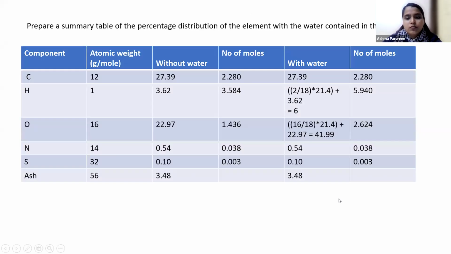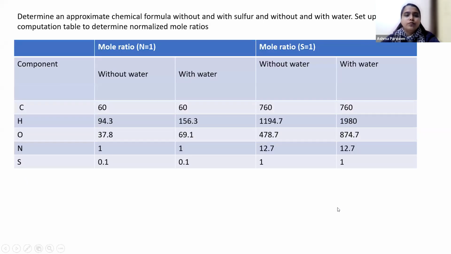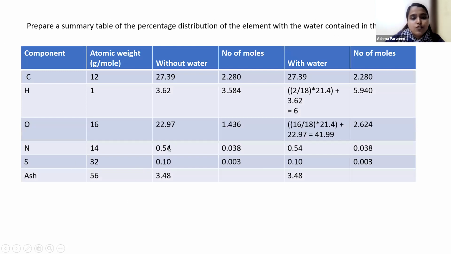Now the next part is we have to find the formula. We have to find out the formula without and with sulfur. Like, we do not have to consider the sulfur in the MSW, and second we have to consider the sulfur, and for the third formula we do not need to consider water, and for the fourth we need to consider water also. So what I have done is that we have nitrogen as 0.038 moles without water.